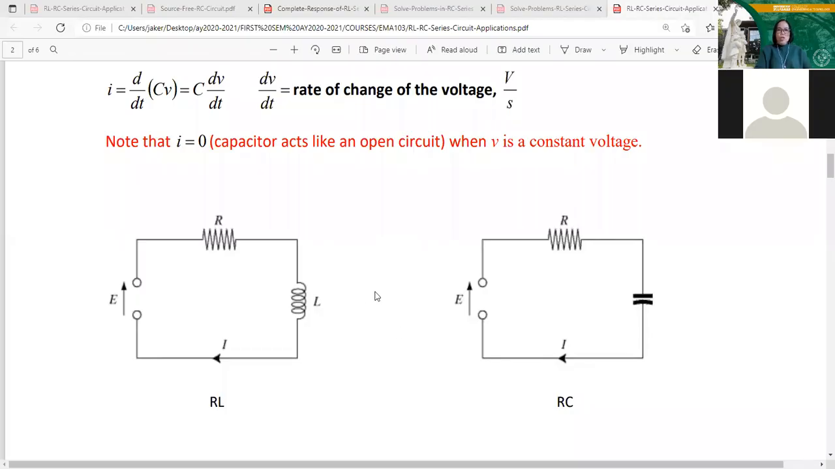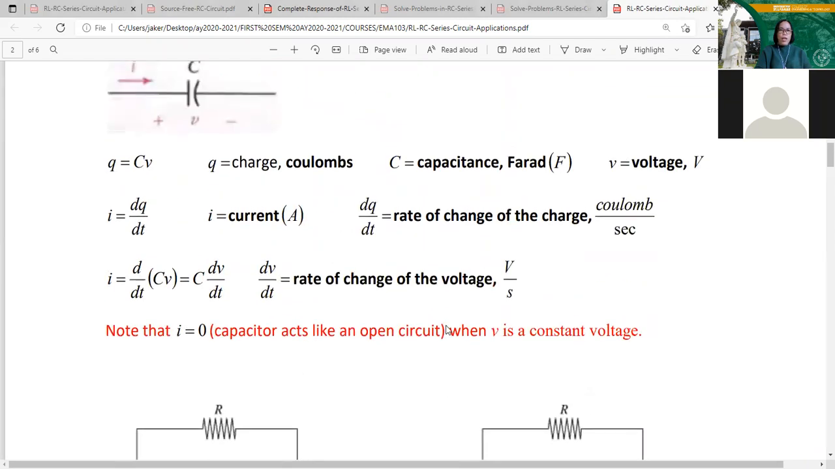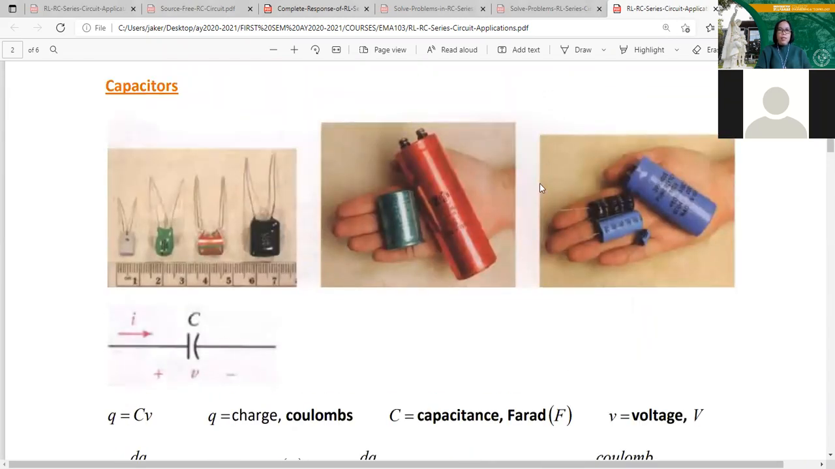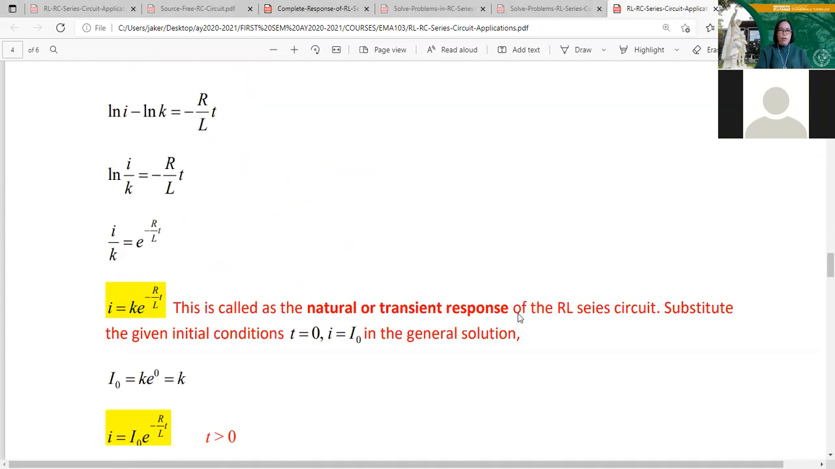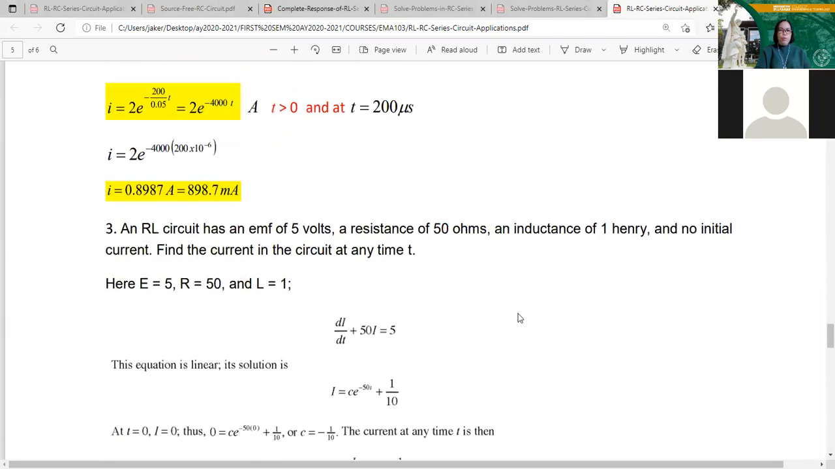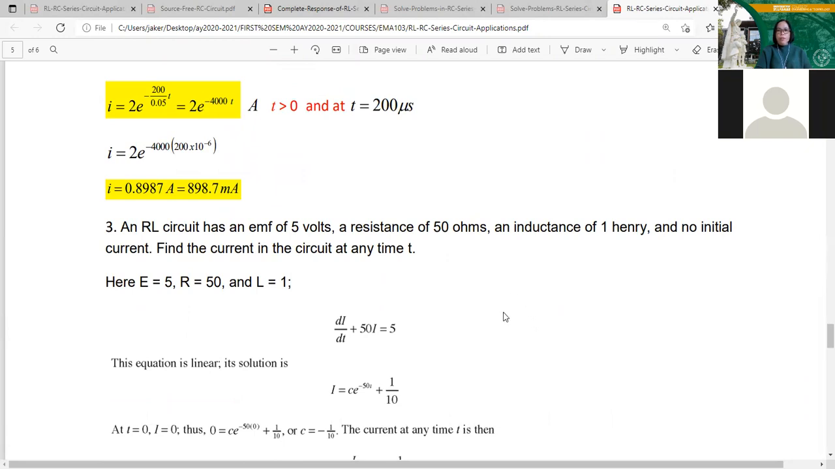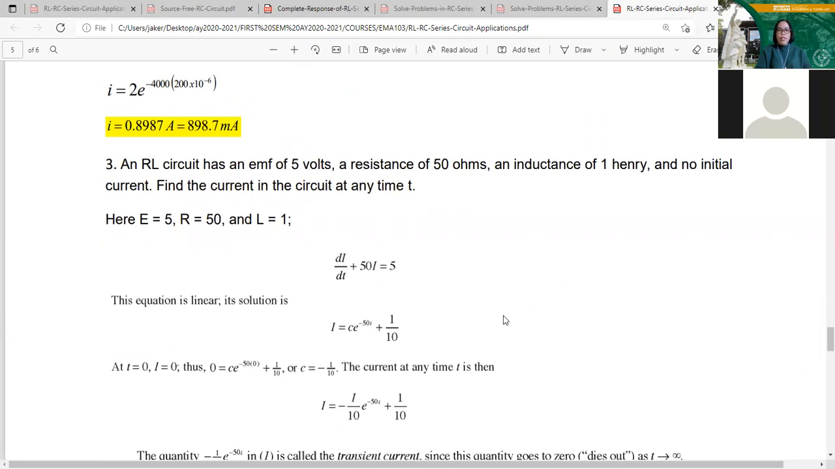Okay, so this is the first document that was shared to you last Monday regarding the application of first order differential equations to circuit analysis. I think in this case, we have already discussed up to sample problem number 3, right? We're done with number 3 already.